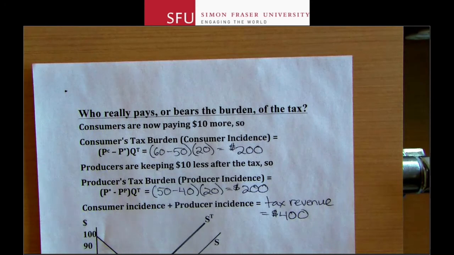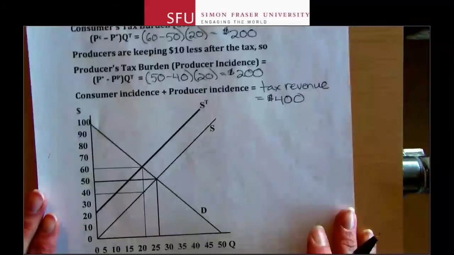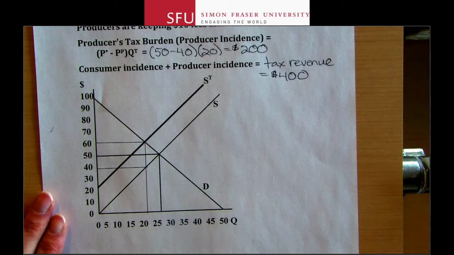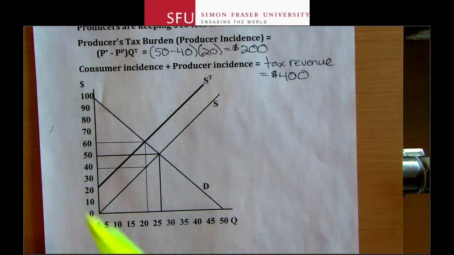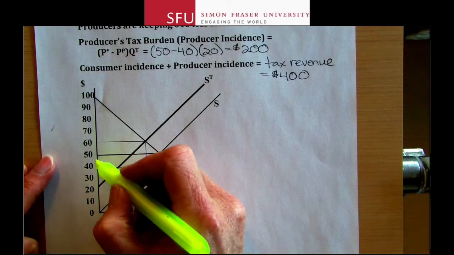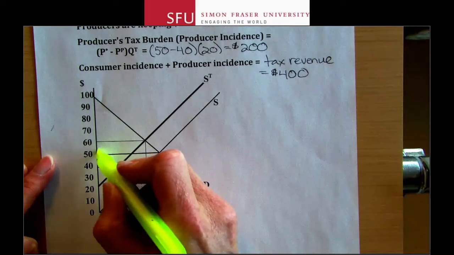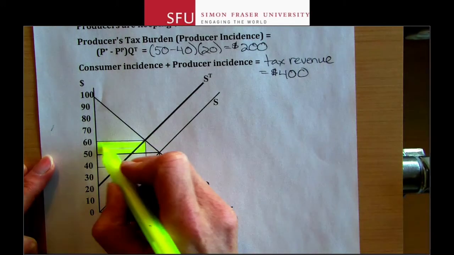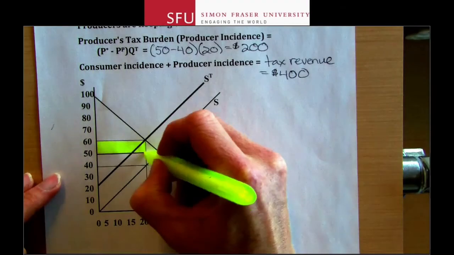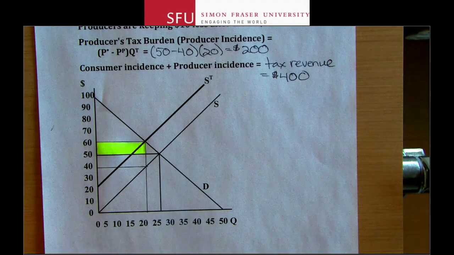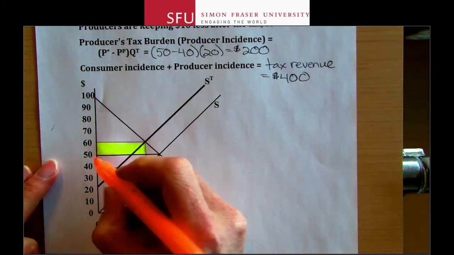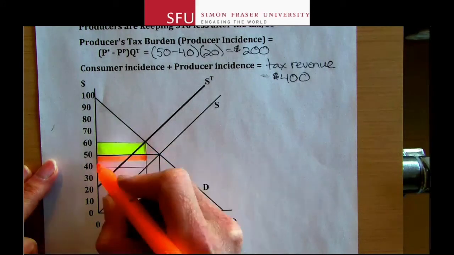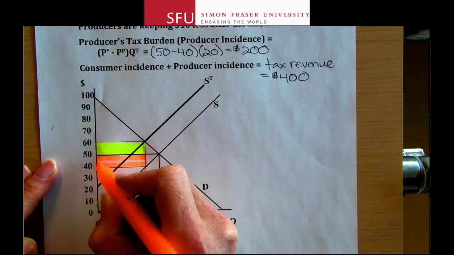Good. Okay, so let's show these two tax incidence areas in the graph. So the consumer incidence is the extra amount they're paying compared to before when the price was 50. So it's a rectangle. So that will be the consumer incidence. And then the producer incidence is the other rectangle, the difference between the price they used to get, which was 50, and the price they now get, which is only 40.